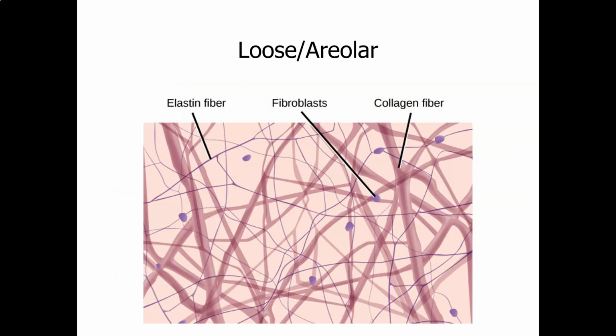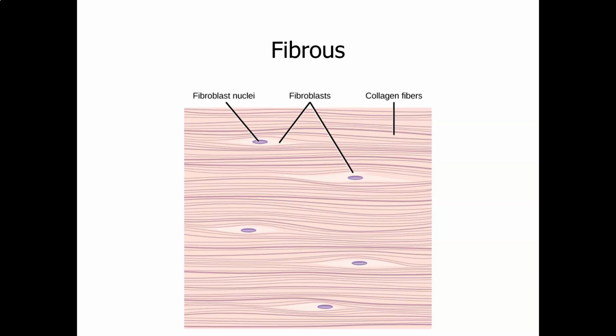This is what loose or areolar tissue looks like. You can see all three different protein fiber types. The collagen is very thick. The elastin is very thin. And there should be reticular fibers, like right here. Reticular fibers are kind of medium size. And the fibroblasts are the cells that produce the fibers. This is what loose areolar tissue looks like under a microscope. This is a drawing of what it looks like under a microscope.